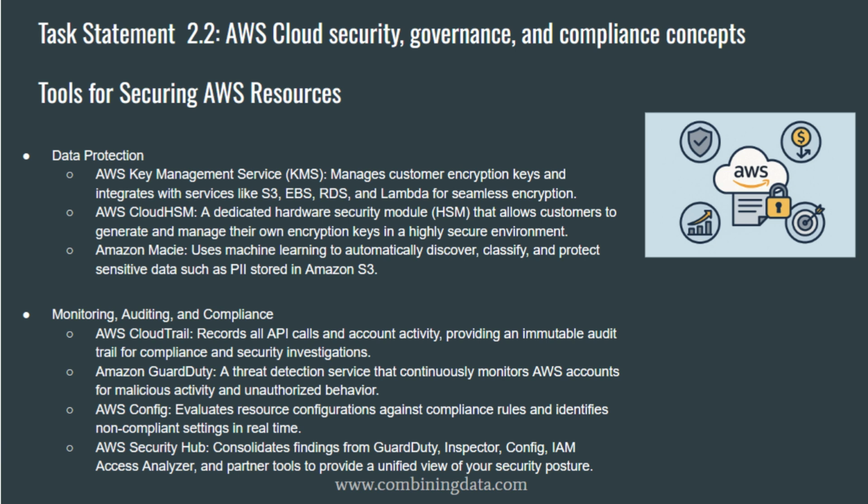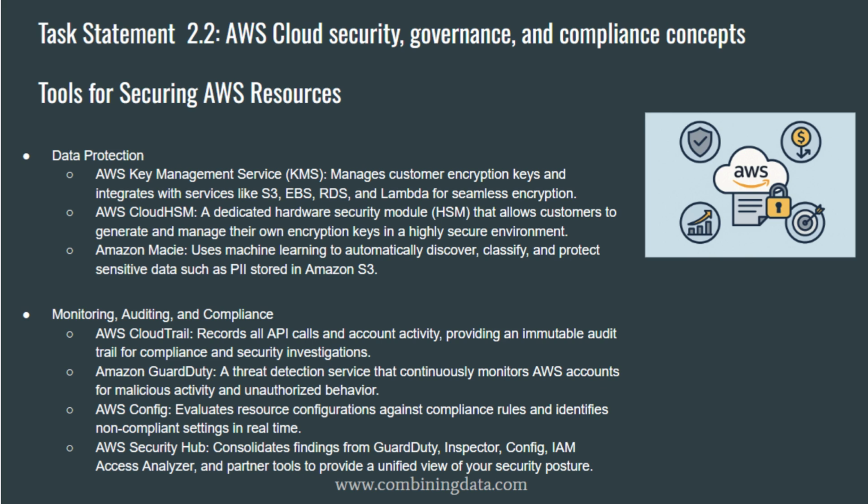It continuously evaluates your AWS resources against defined rules, for example, whether S3 buckets are encrypted or security groups are too open. When something becomes non-compliant, Config flags it immediately, helping you maintain governance and security standards over time.